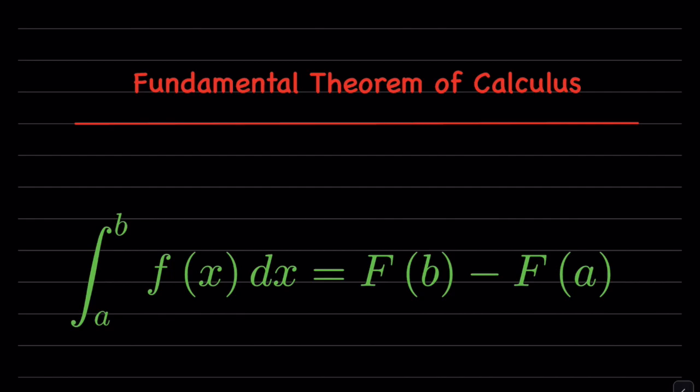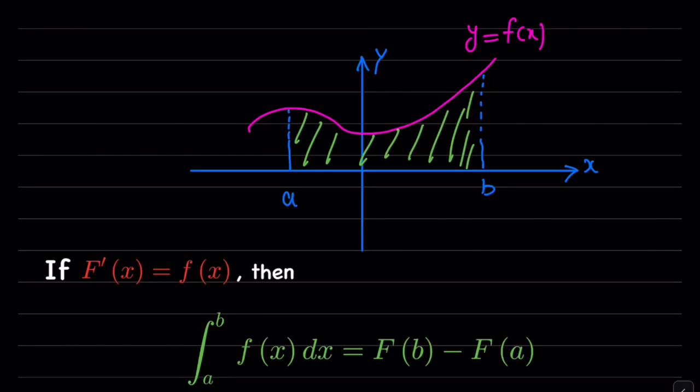In today's lecture, I'm going to talk about the Fundamental Theorem of Calculus. So suppose the graph of function f is given, that's the pink curve here, and we want to find the area under the graph of f between 2 points A and B. That's going to be this area shaded in green.